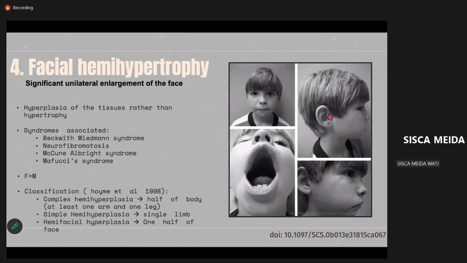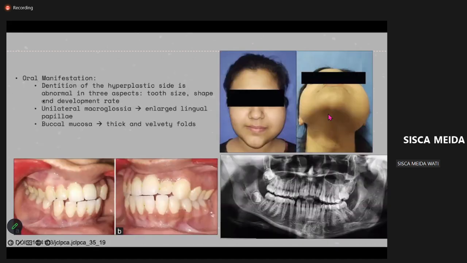And the other type is simple hemihyperplasia, when it involves a single limb only, and hemifacial hyperplasia, when you find only one half of the face that has hyperplasia conditions. Of course, you will see the manifestations in the oral cavity, including the dentitions.